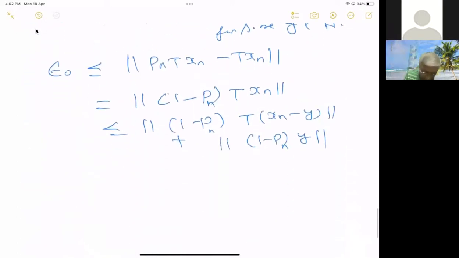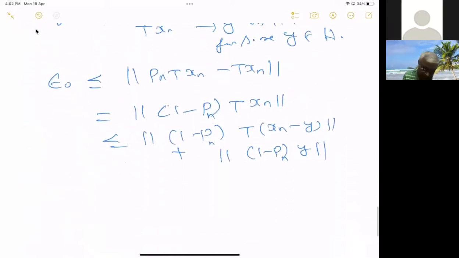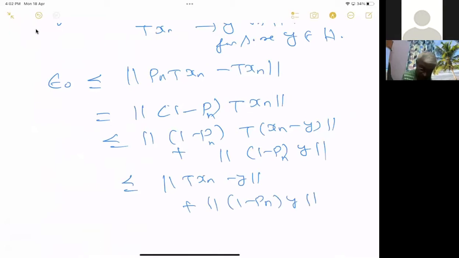Please go through the argument. It will be okay. Now, Pn is a projection, 1 minus Pn is also a projection. So the norm of 1 minus Pn is less than or equal to 1. So this is less than or equal to T xn minus y times 1 minus Pn times y. We know that this goes to 0.